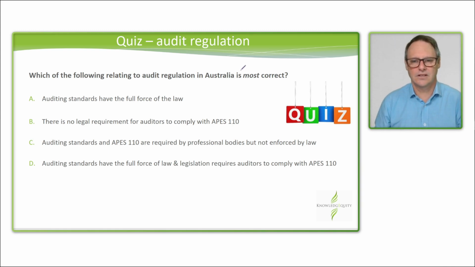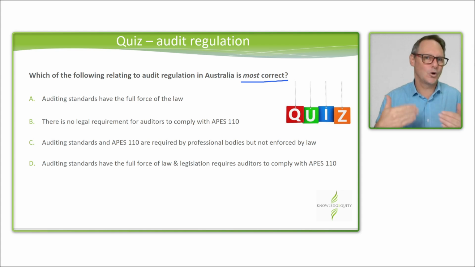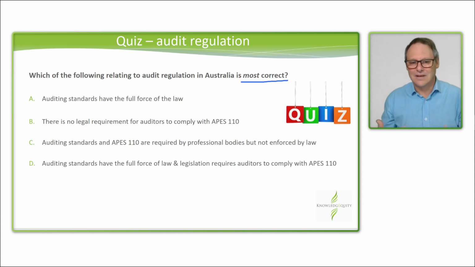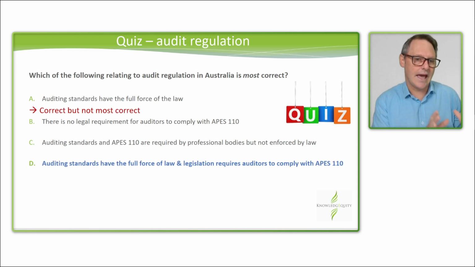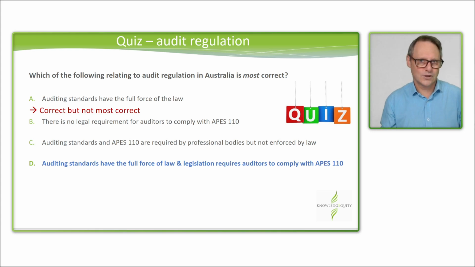Now this is a particular type of CPA exam question. Sometimes every single option is accurate, but what is the most accurate? You might think that's weird, but we're going to go through lots and lots of these examples throughout semester. Auditing standards, no legal requirement, APS 110, which is the best answer? And the answer is D. So A is accurate, but D has more information, more detail.